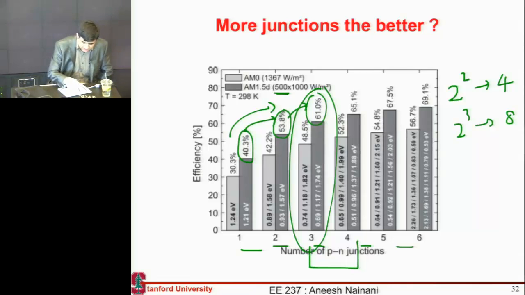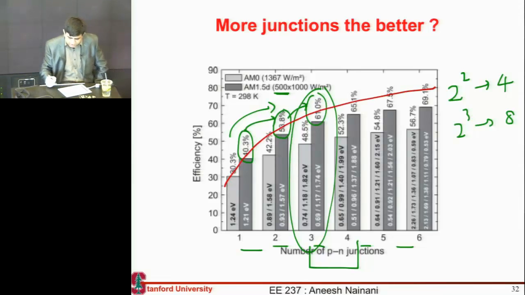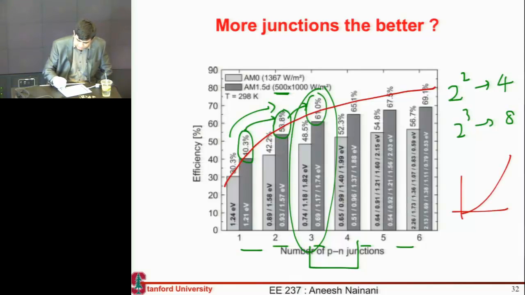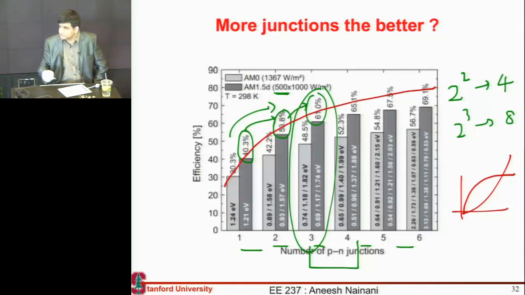Another thing you see is that you're getting this diminishing increase. So if you're increasing the number of cells, it's not that this curve is rising like this. It's more, you're getting diminishing return with each increasing junction. So 3 or 4 is where people stop. Okay.